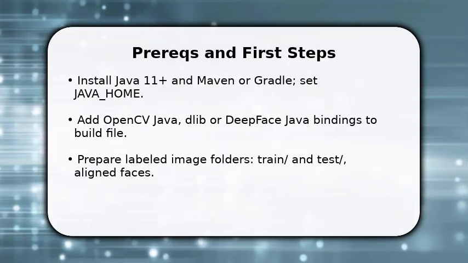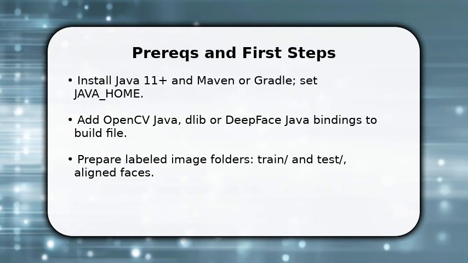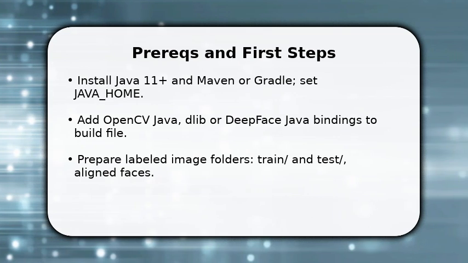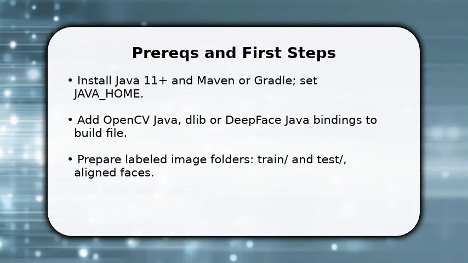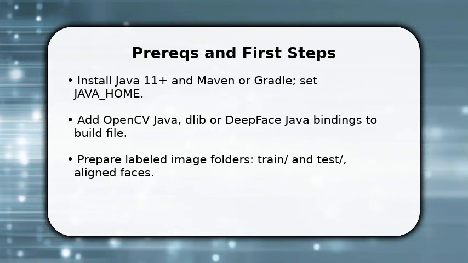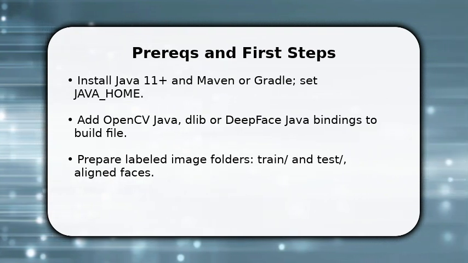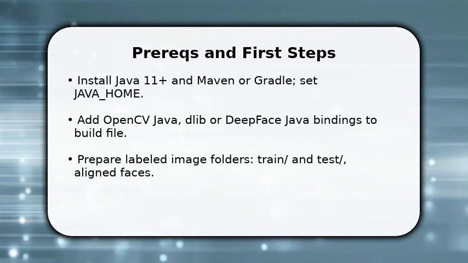You start by preparing environment and dependencies so the pipeline runs. Install Java 11 or later and configure Maven or Gradle. Add OpenCV Java and a reliable face model binding. Once done, collect and place labeled images into train and test folders that use consistent naming.